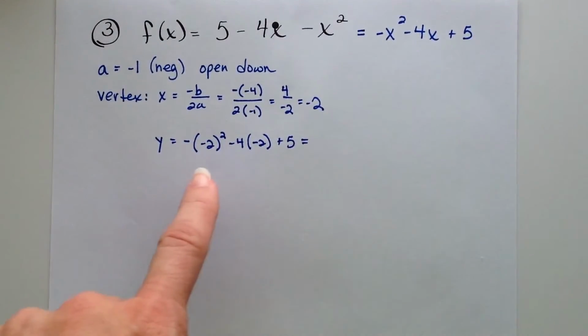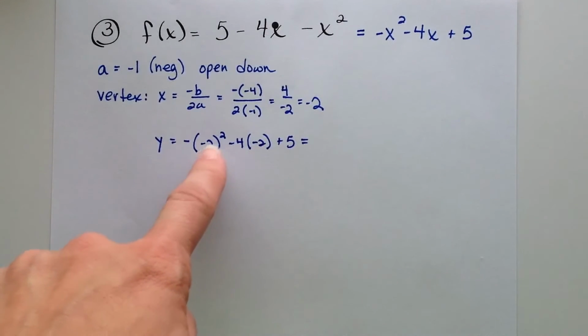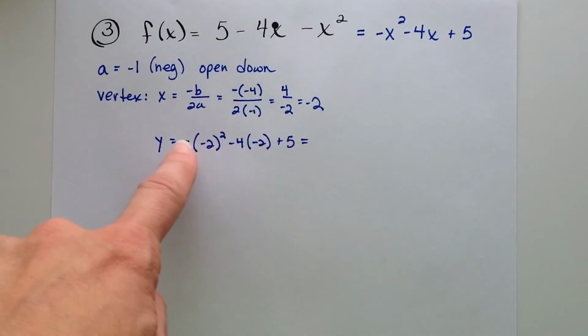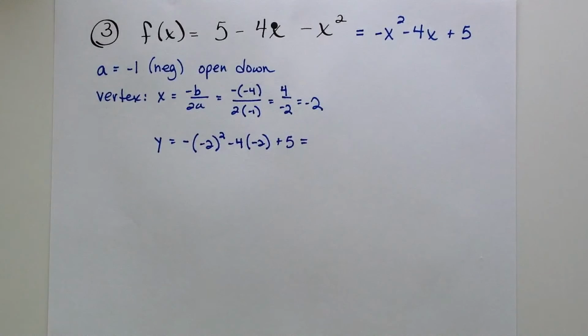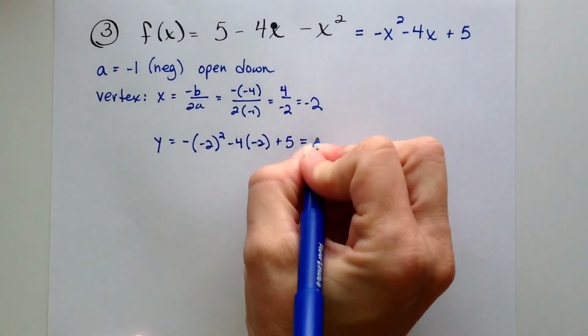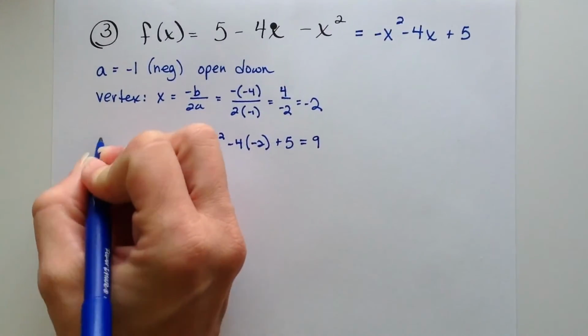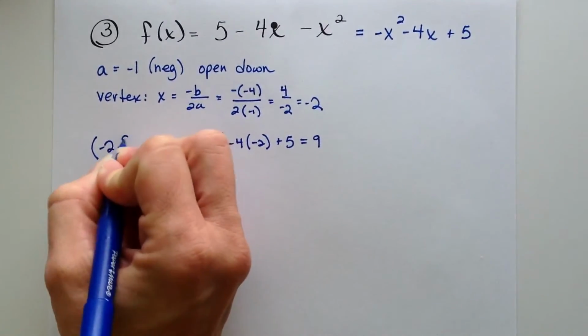Okay, so be careful with your signs here though. You square the negative 2, you get 4, but then this does give you a negative 4. Of course, that's a positive 8, and then you've got your plus 5. So that's going to be 9. So your vertex is located at negative 2, 9.